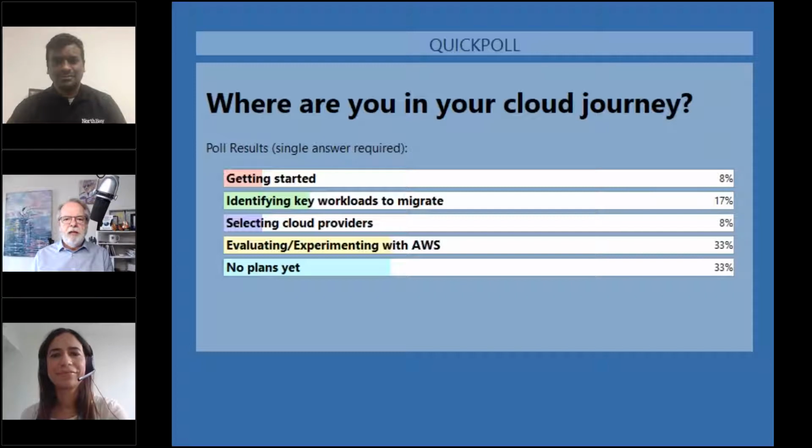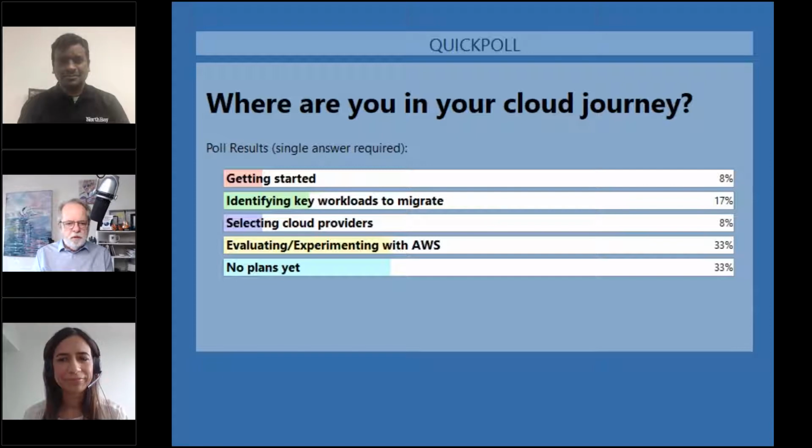There we go. So Carolina, Lakshmi, we'll take a look at these. We've got 8% getting started, 17% identifying key workloads to migrate, 8% saying they're selecting cloud providers. Carolina, look at this. Evaluating, experimenting with AWS, 33%. Amazing. And 33% with no plans yet. What do you guys think? This is pretty standard audience for you, Carolina? Yes, it's exciting to see that a lot of them are getting started, which is what's important. And hopefully after today, the 33% and more can continue to experiment and come to AWS. Cool. And I was about to say that.